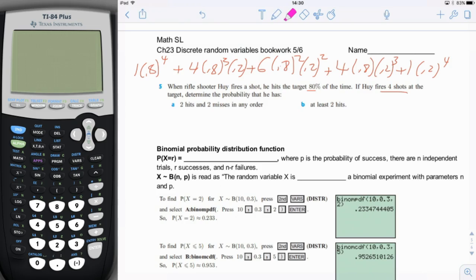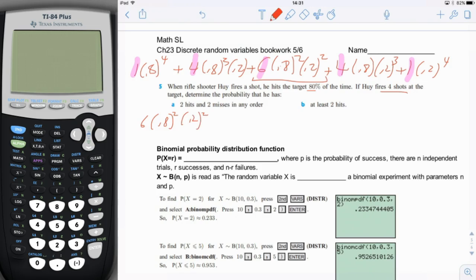possibilities, and there's one way to get 4 successes, there's 4 ways to get 3 successes, there's 6 ways to get 2 successes, there's 4 ways to get 1 success, and there's 1 way to get 0 successes. So what is the probability that you would get 2 hits and 2 misses in any order? 2 hits and 2 misses would be this middle term. So the answer would be exactly that. It would be 6 times 0.8 squared times 0.2 squared.